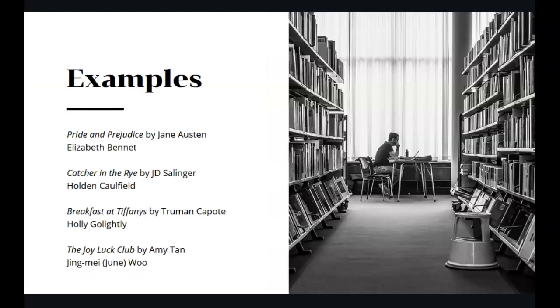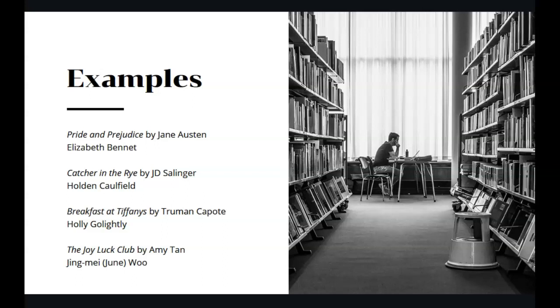Those are the attributes of a character-driven story. And if we were to take a look at a couple of examples, I've got a couple of examples of well-known books here. So we've got Pride and Prejudice. This is a very well-known book by Jane Austen. This really is about the story of the main character, Elizabeth Bennet.